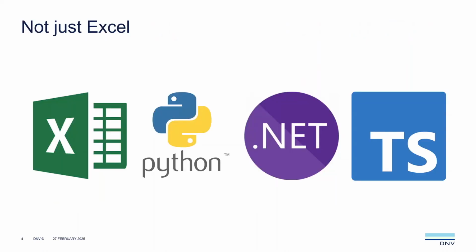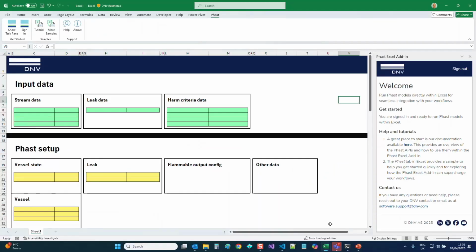Now, in this demo, I'm going to talk about Microsoft Excel, but actually there are other ways of calling these models that are contained within the cloud. So, for example, you could use Python for running Phast models. You could create your own .NET-based application, or you could create a web-based application using, for example, TypeScript to run these Phast models. So here we are in the Phast Excel add-in.